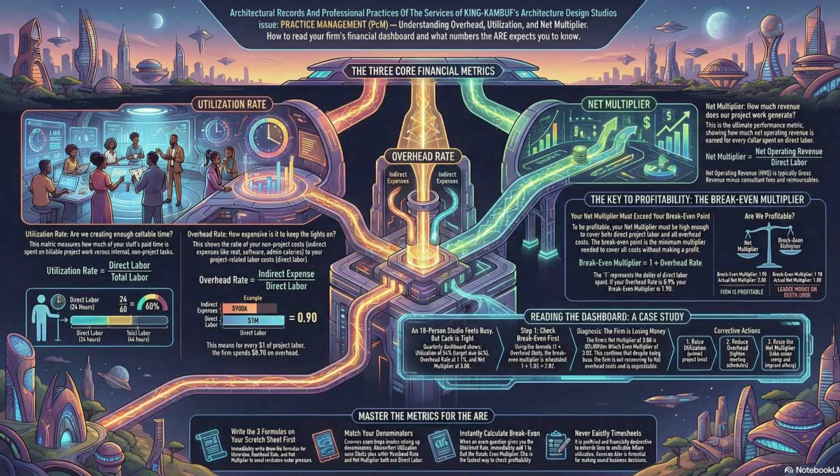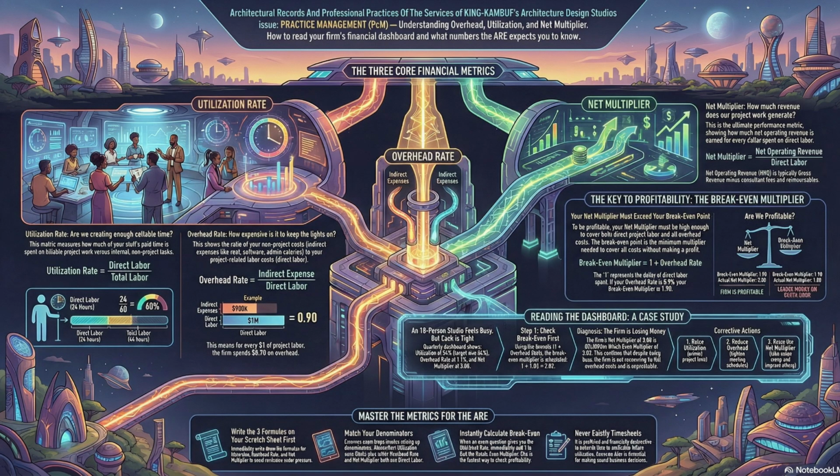That was a tremendous deep dive into the financial backbone of an architectural firm. We've really managed to turn 3 seemingly intimidating ratios into a powerful, actionable diagnostic tool. Let's do a quick recap of key takeaways, our final pen-up summary. 4 vital definitions to carry with you. 1, utilization, direct labor divided by total labor. That's your time engine efficiency.